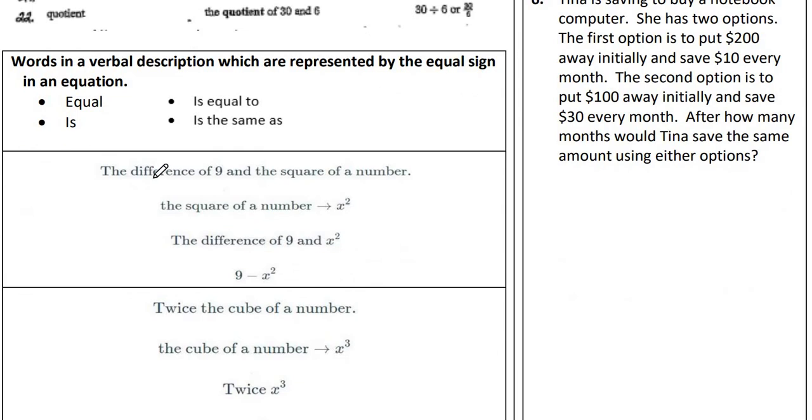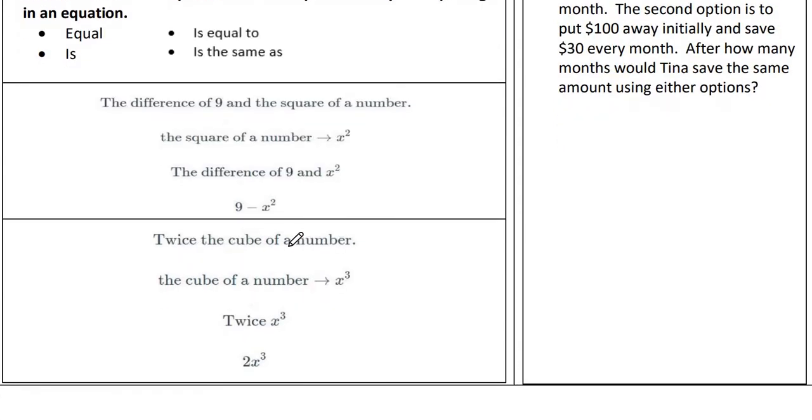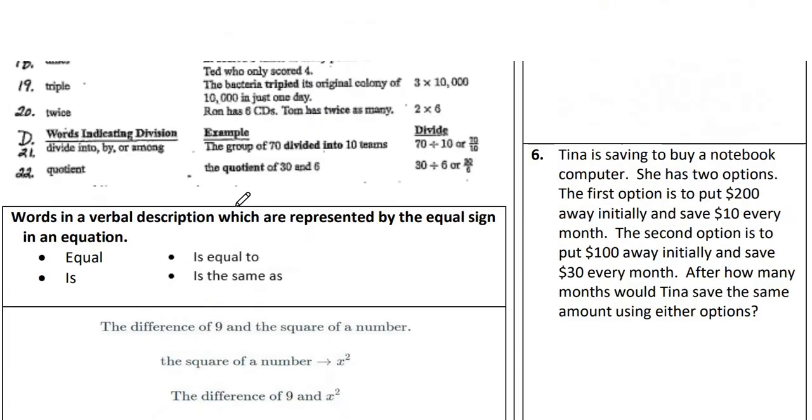Now look at these two examples right here. The difference of 9 and the square of a number. If it's the square of a number, it's talking about x squared. So if you see this, you would write it as 9 minus x squared. The difference of 9 and x squared is 9 minus x squared. Twice the cube of a number: the cube of a number is talking about 3, so twice is talking about 2, and you would write it as 2x cubed. So these are just some of the examples.